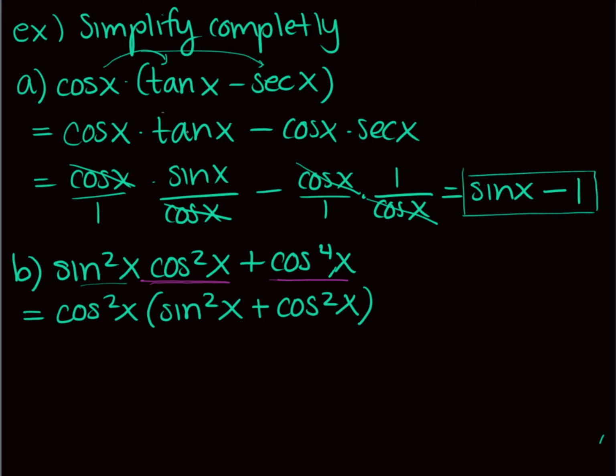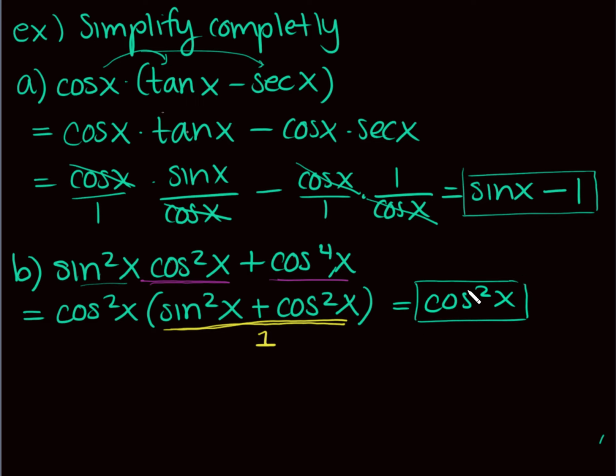What is this right here? Yes, I'm imagining you're yelling it out. Sarah, it's 1. It is 1. Sine squared plus cosine squared. My friends, are we friends? I think so. It's 1. So I have 1 times cosine squared. So this whole thing here simplifies to just cosine squared.